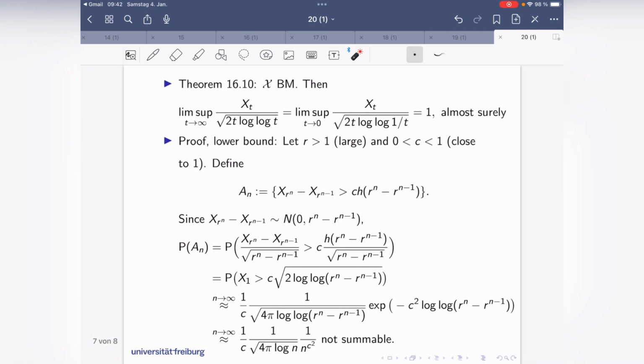But for the lower bound, we need something independent. So the estimate is a bit more involved. And we have these events here, and we're going to show that something is not summable, which means infinitely many of these events occur. And what are these events? Well, the events are that between times r^(n-1) and r^n, the increment is larger than c times the function h that we want, evaluated at the time difference.